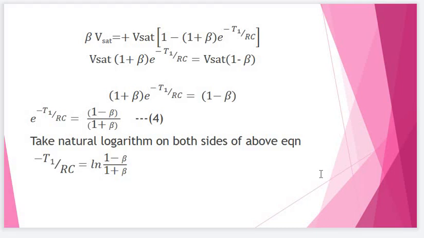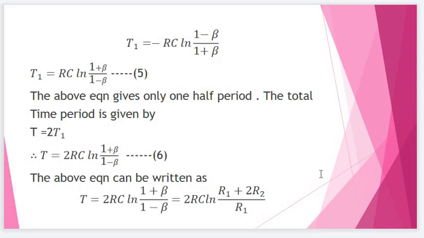Take natural logarithm on both sides of the above equation. So minus T1 by RC equal to ln of (1 minus beta) by (1 plus beta). T1 is equal to minus RC ln of (1 minus beta) by (1 plus beta). T1 can also be represented in terms of a logarithmic function, that is RC ln of (1 plus beta) by (1 minus beta). The above equation gives only one half period.